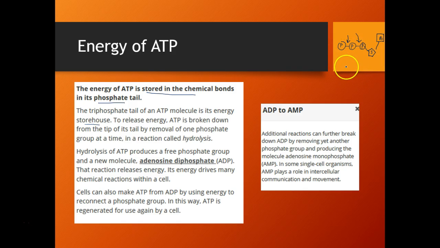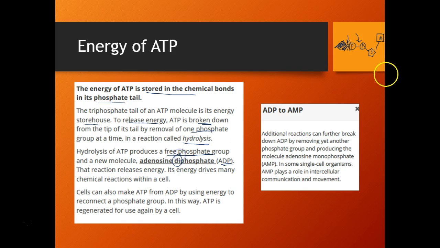The only way to release that stored energy is to actually break those bonds. So to release energy, ATP is broken down, but not entirely. It's broken down from the tip of its tail, at the end of its phosphate tail, by removing 1 phosphate group. In that case, we're breaking the bond and releasing the energy. This reaction is called hydrolysis. Hydrolysis of ATP produces 1 free phosphate group, and that produces adenosine diphosphate, which we call ADP.